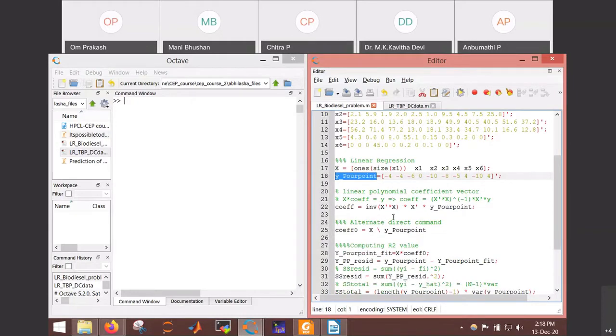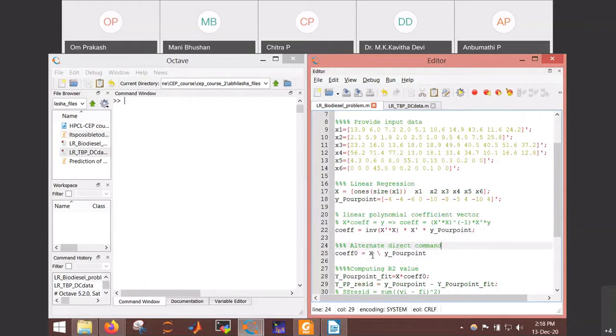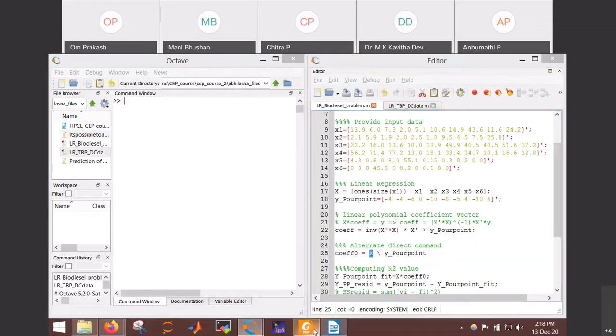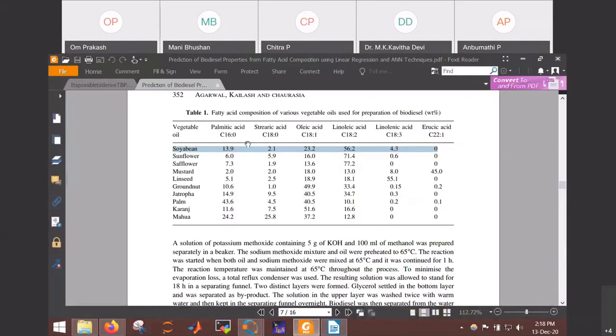There are two ways you can do that. There is a direct method in Octave or MATLAB, where you can just feed this X matrix, which is the matrix whose columns contain this fatty acid. Okay.